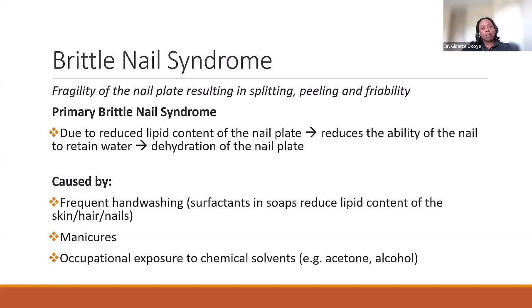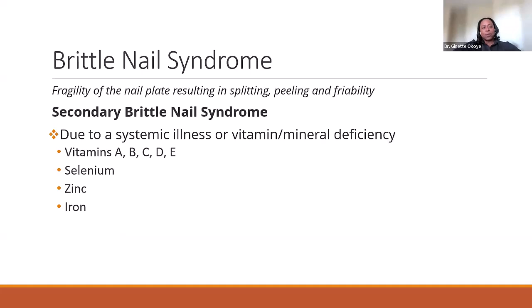Occupational exposure to solvents, same issue. The solvents strip the nail. So acetone, alcohol, other solvents, if you're in contact with them and you're not wearing gloves, you can get this brittle nail situation. So that's the primary cause and the most common cause. But there are some secondary causes that we have to think about as well.